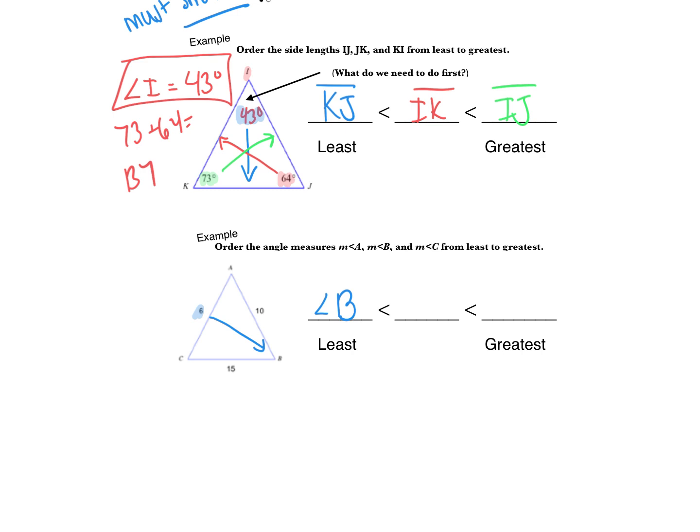Then the next biggest side length, or the next smallest if you want to consider it that way, would be the 10. And if I look across from the 10, I have angle C as the next biggest angle. And then my last one would be the 15, the largest side. Across from that side is angle A, which must be the greatest. Okay, so that's how sides and angles correspond to one another.